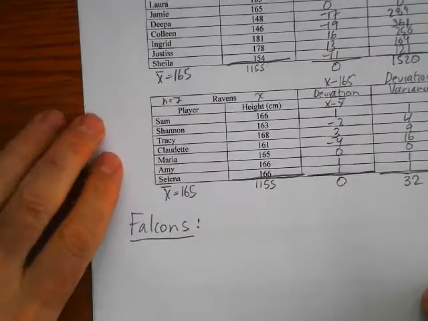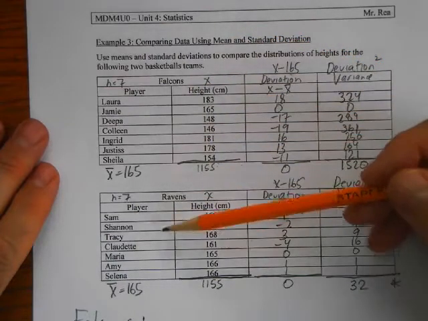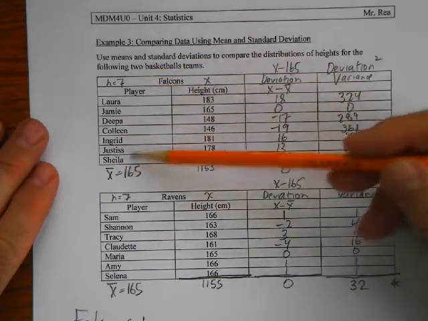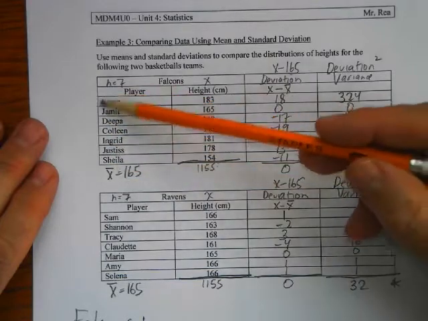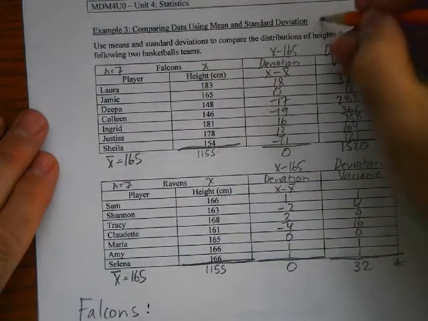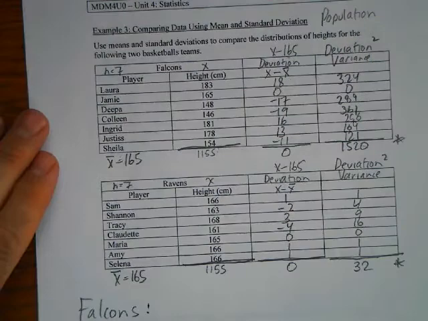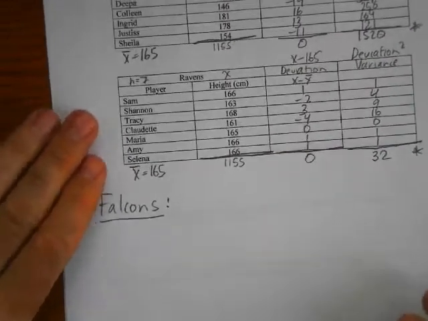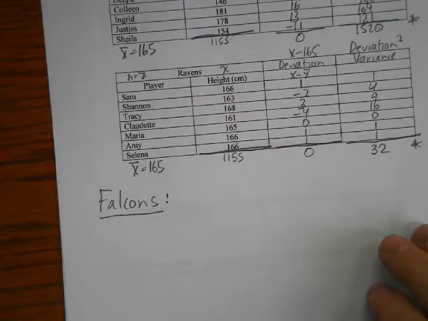So when we're doing these basketball teams, is this a sample of the basketball team or is it the population? Now, it doesn't say that it's a sample from a basketball team. These are the only 7 players on the basketball team for the Falcons. These are the only 7 for the Ravens. So in this case, we're actually working with a population, so our formulas should reflect that. When we do our formulas for standard deviation, we're going to use the n on the bottom, not n minus 1.